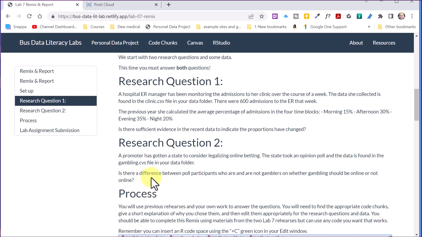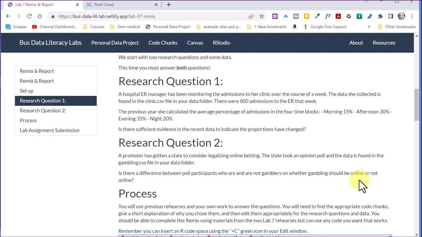Second question says, a promoter has gotten a state to consider legalize online betting. The state took an opinion poll, and the data is found in the gambling.csv file in your data folder. So remember, you go back to the code chunks, and you can get a chunk if you've forgotten how to load out of your data folder into your environment. And the question is, is there a difference between poll participants who are and are not gamblers on whether or not gambling online should be approved?